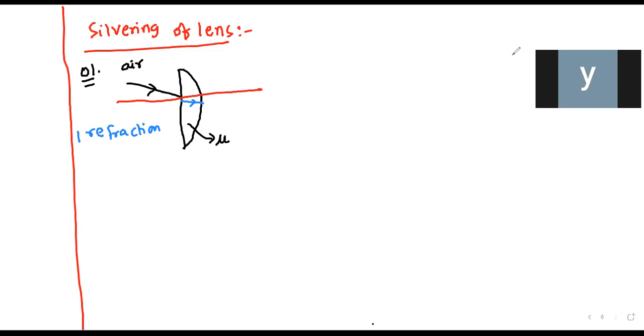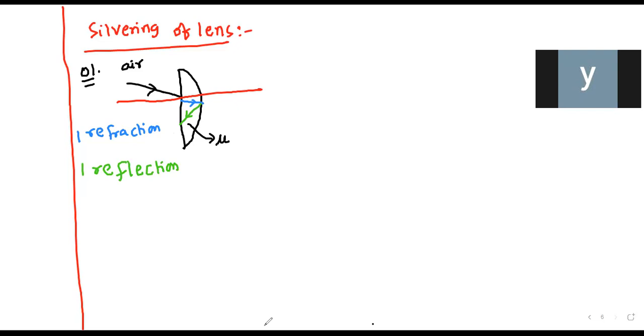Okay. Convex spherical surface. After refraction, after incidence on the convex spherical surface, the light ray will again get reflection. One reflection. You can see, at the convex spherical surface and at the plane surface, whatever light is moving outwards, that is out of the lens, I am not considering.